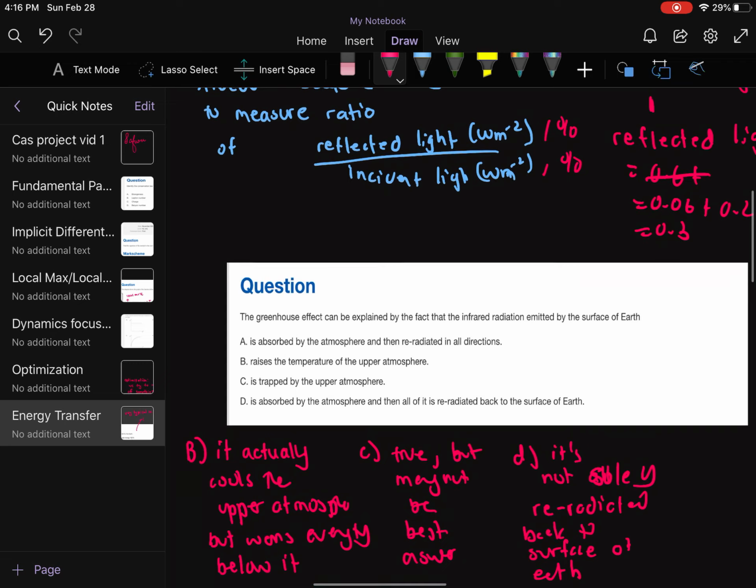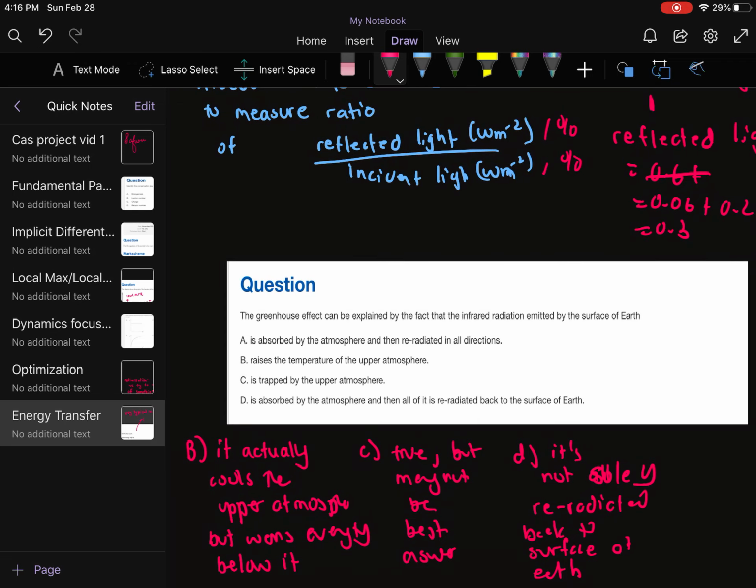If you look at B, raises the temperature of the upper atmosphere. That sounds true, but if you actually think about it, if the greenhouse gases are at the upper atmosphere and they release the heat from the sun's rays back into the earth, that's actually heating the lower atmosphere where the earth, the people, and everything else are, but it's actually somewhat cooling the upper atmosphere because the energy is leaving from a hot place to a cooler place, right? So technically B is not completely true because of one word, raises. If it just said raises the temperature of the earth, that's true.